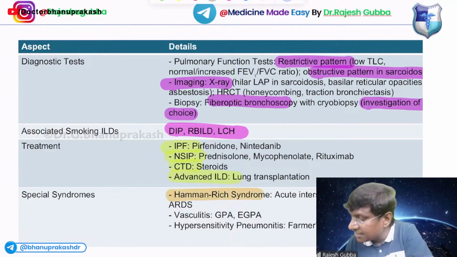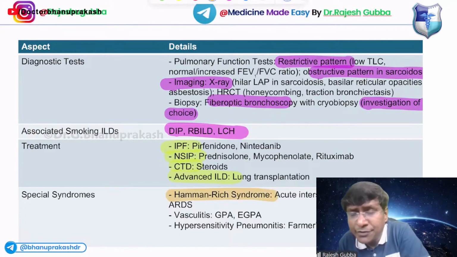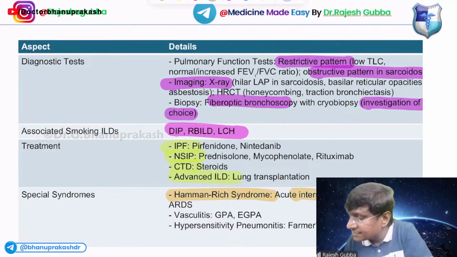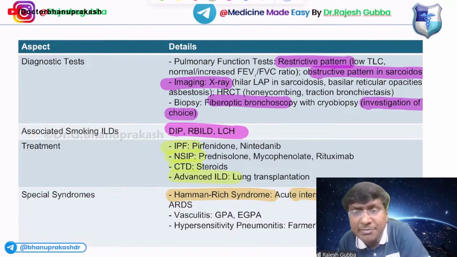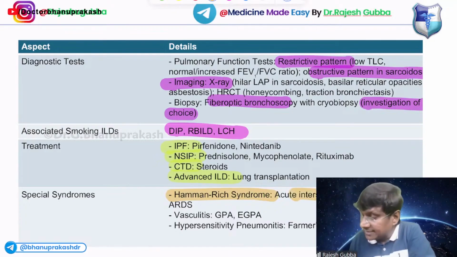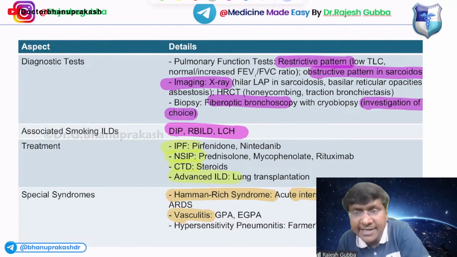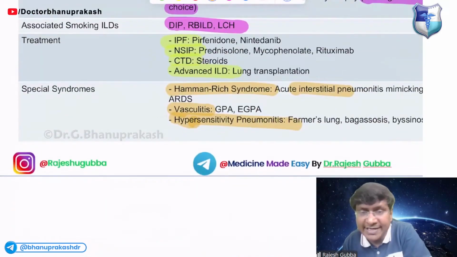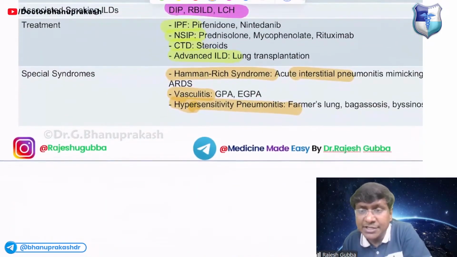Then followed by that, the Hamman-Rich syndrome. What exactly is this? It is an acute interstitial pneumonitis which mimics ARDS. And there are some vasculitides which cause ILD, like granulomatosis with polyangiitis as well as eosinophilic granulomatosis with polyangiitis. What is that? One is Wegener's, the other one is Churg-Strauss syndrome. Next, hypersensitivity pneumonitis is observed in farmer's lung, bagasosis, as well as byssinosis. So these are the conditions where you'll have hypersensitivity pneumonitis, right?